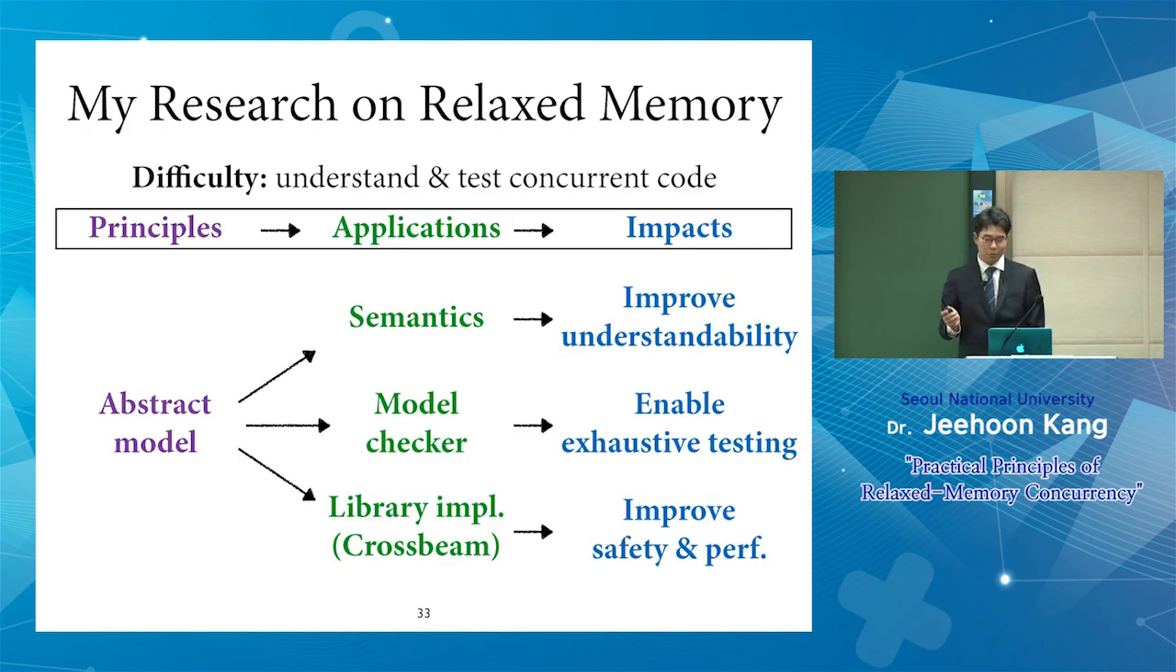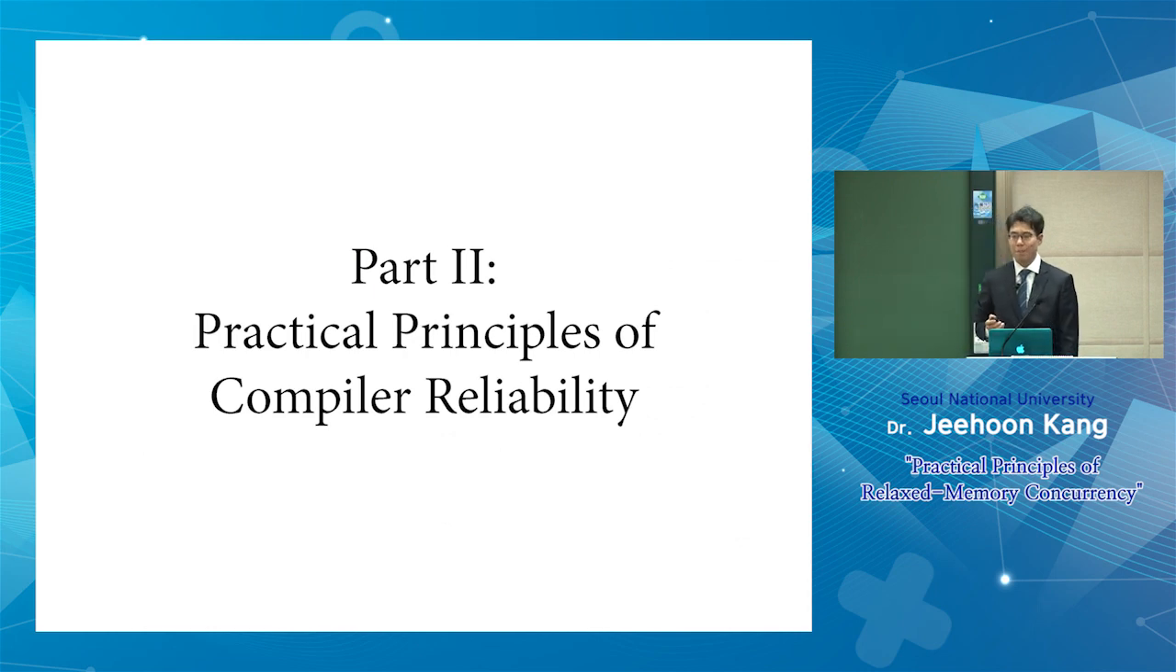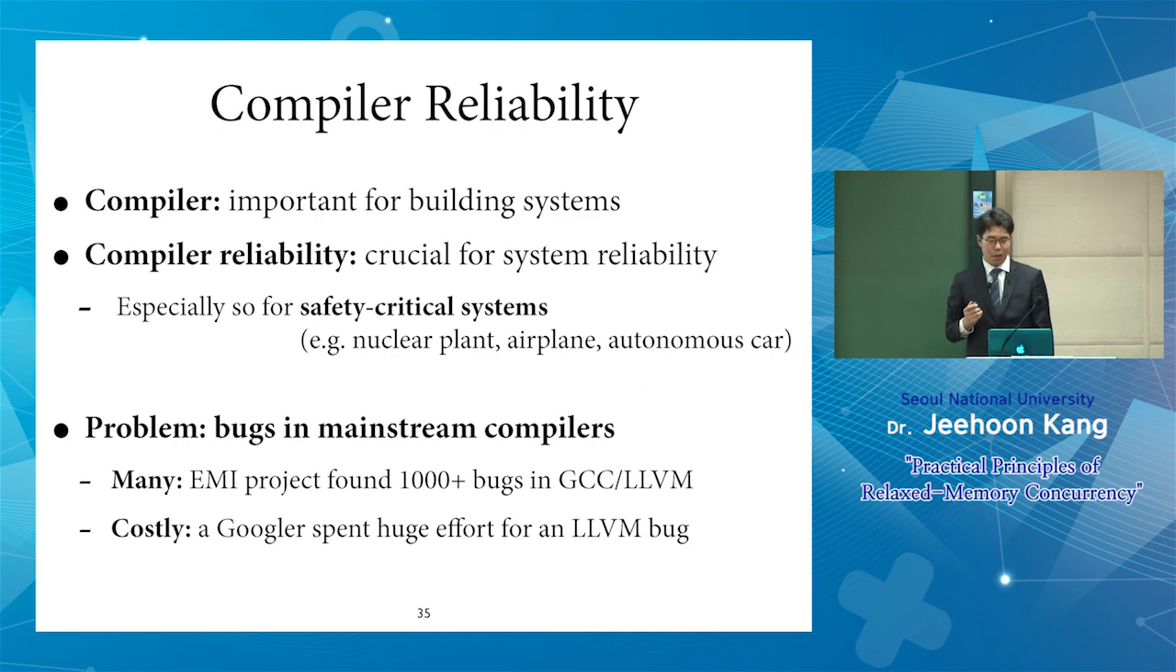Now, I'll move on to the second part of my talk, which is about compiler reliability. Compiler is a really important topic because it underlies many software systems, including operating systems. Many of them are written in source code and then compiled to the target assembly. So reliability of the compiler is really crucial for ensuring the reliability of the system. It's especially so for safety-critical systems, where failure of those systems can result in death or loss of life.